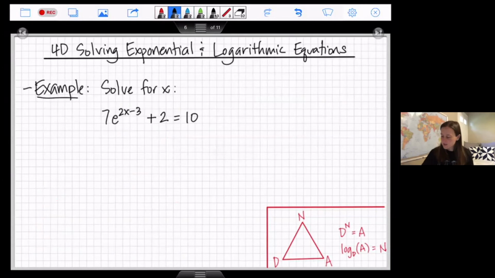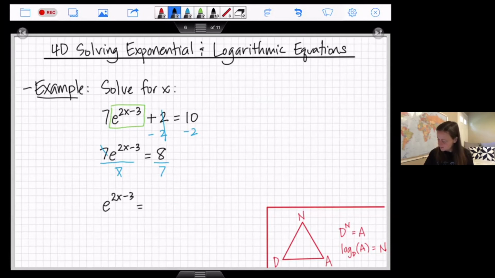All right, so this one, our exponential term is e to the 2x minus 3. So we're going to try to isolate that before we start using a logarithm. So I'm going to subtract 2 from both sides, which leaves me with 7e to the 2x minus 3 equals 10 minus 2, which is 8. Now we want to divide by 7 to get the 7 off of the e, which leaves me with e to the 2x minus 3 equals 8/7. That's not a nice fraction. Just leave it like 8/7. It's fine.